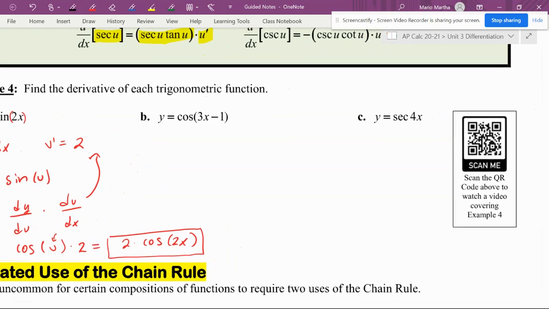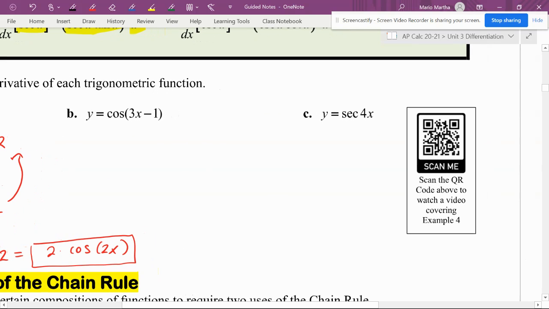All right, so let's look at B now. Same thing. Again, let's identify our interior function, our inside function. That's going to be u equals, here it's already in parentheses for us, 3x minus 1. If you take the derivative of that, applying the power rule, u prime is just going to be positive 3.